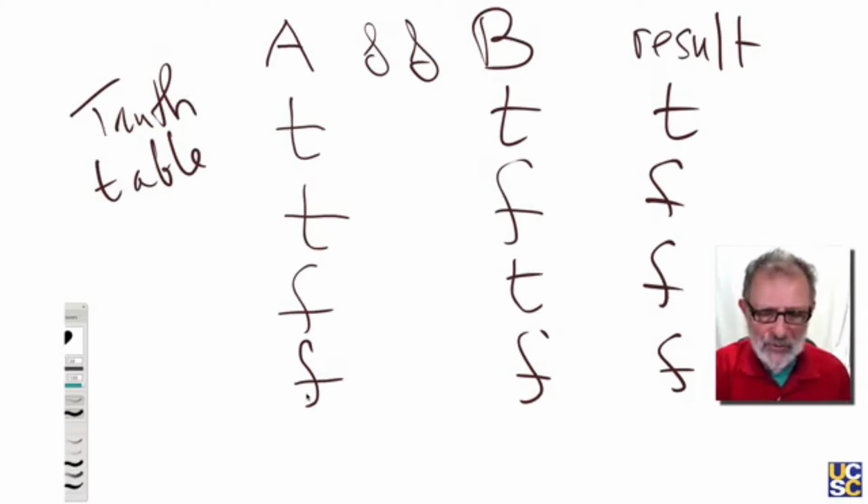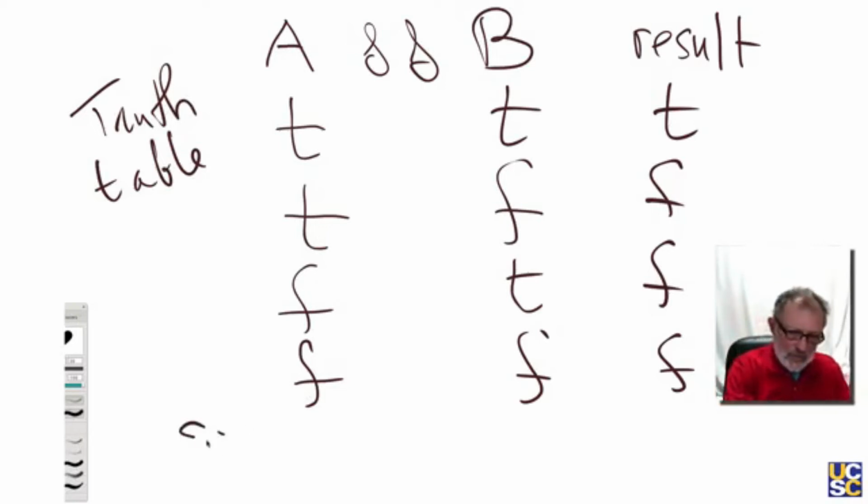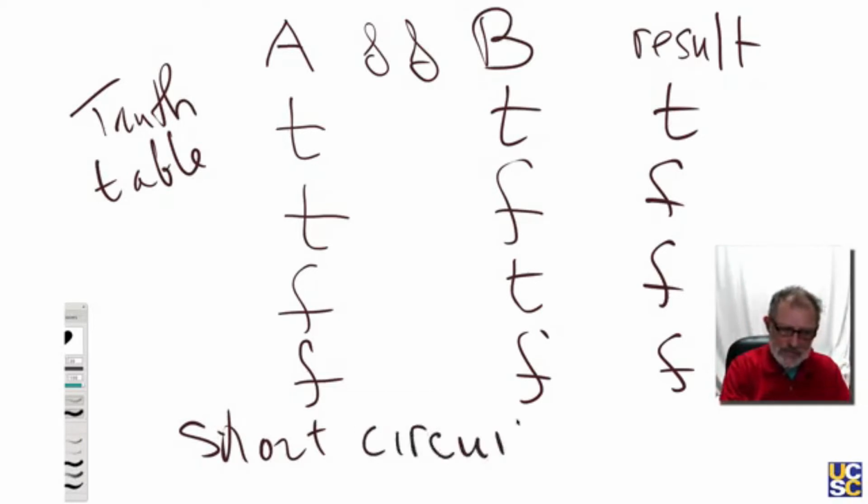And again, if you recall, on short circuit evaluation, anytime the first argument determines the overall result, in this case, when the first argument evaluates to false, we needn't evaluate the second argument. So we avoid evaluating the second argument. That's called short circuit evaluation.